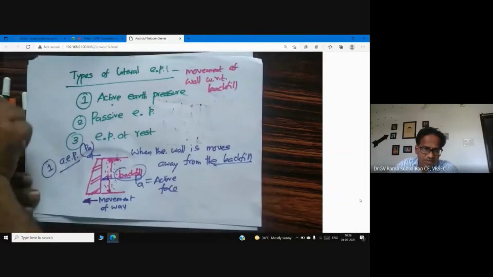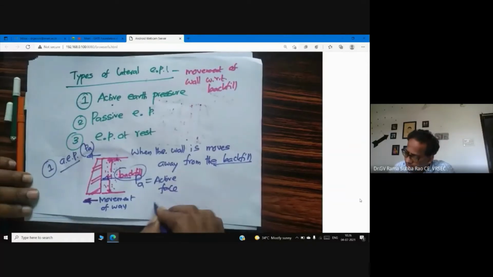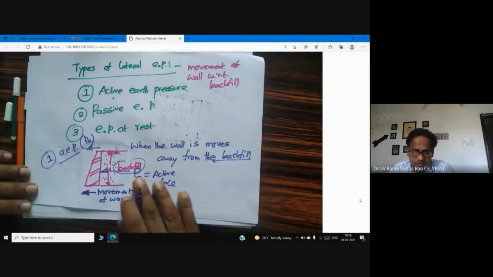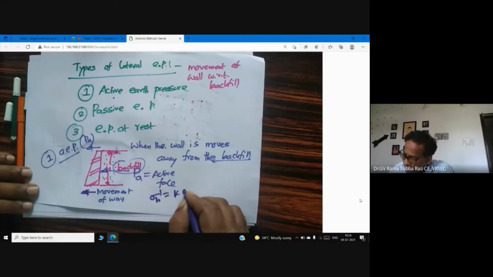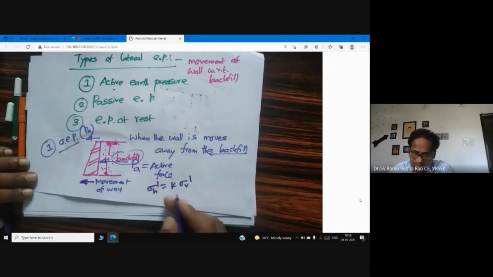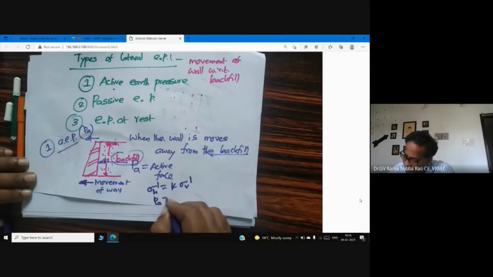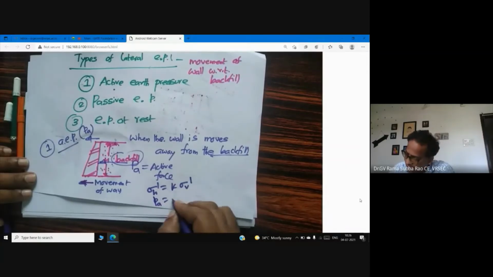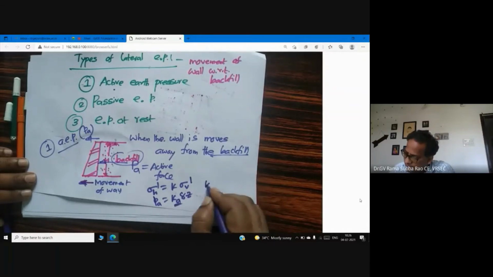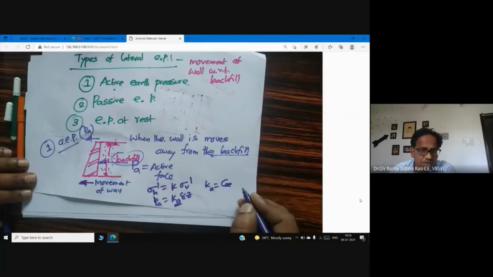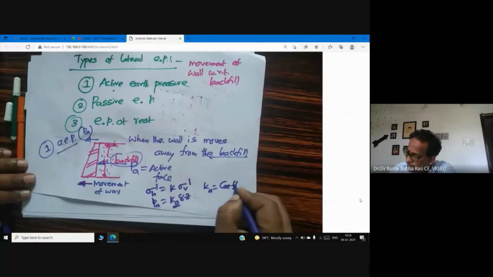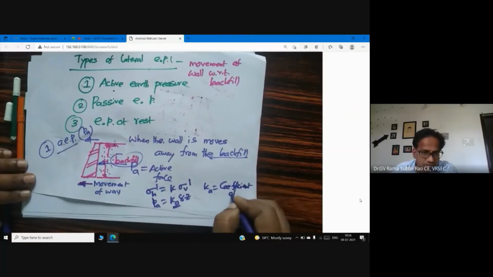The thing is here, you see, if you understand, sigma h dash is equal to k into sigma v dash. In fact, we are discussing about active pressure, Pa. Now I can write Ka into gamma h. Someone can ask me, sir, what is Ka? Ka is coefficient of active pressure.